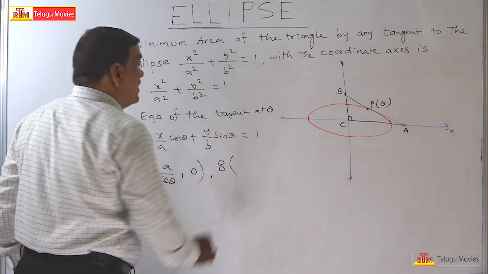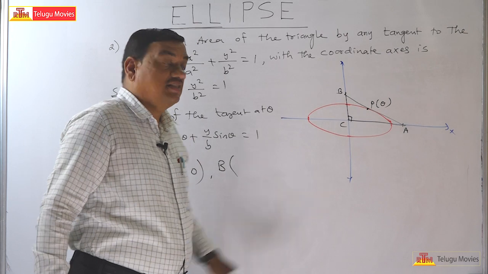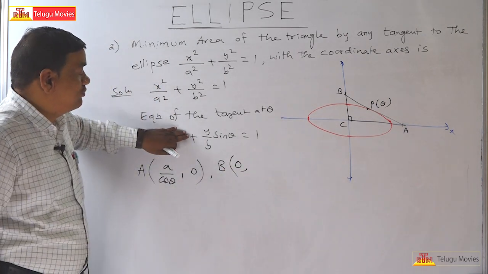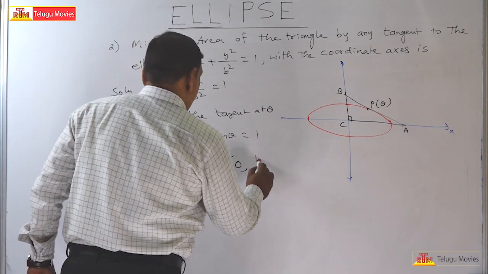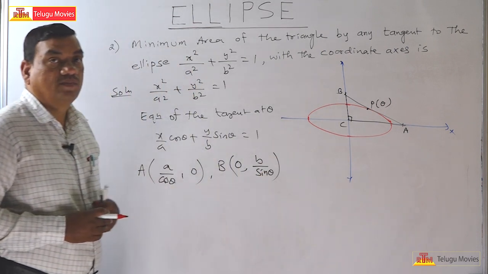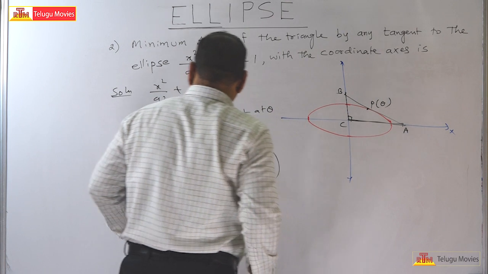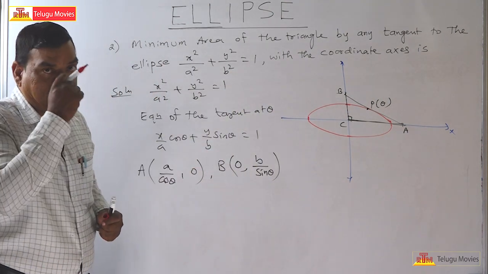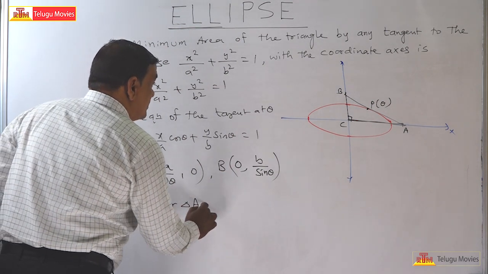What are the coordinates of B? B is on the y axis, therefore, x coordinate is 0. So, wherever x is there, substitute 0. Then the y value is equal to b by sin theta. Now we know the x-intercept is equal to a by cos theta and the y-intercept is equal to b by sin theta.